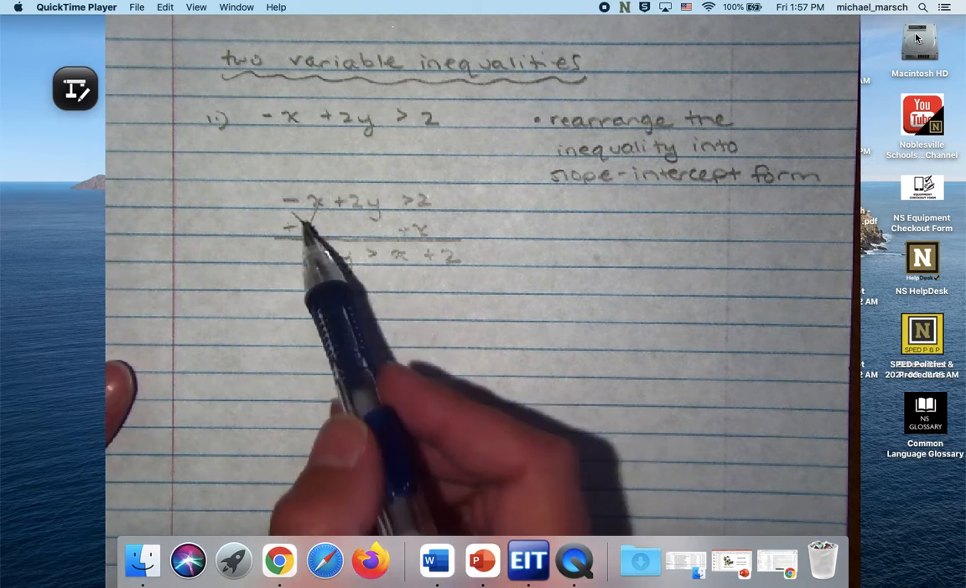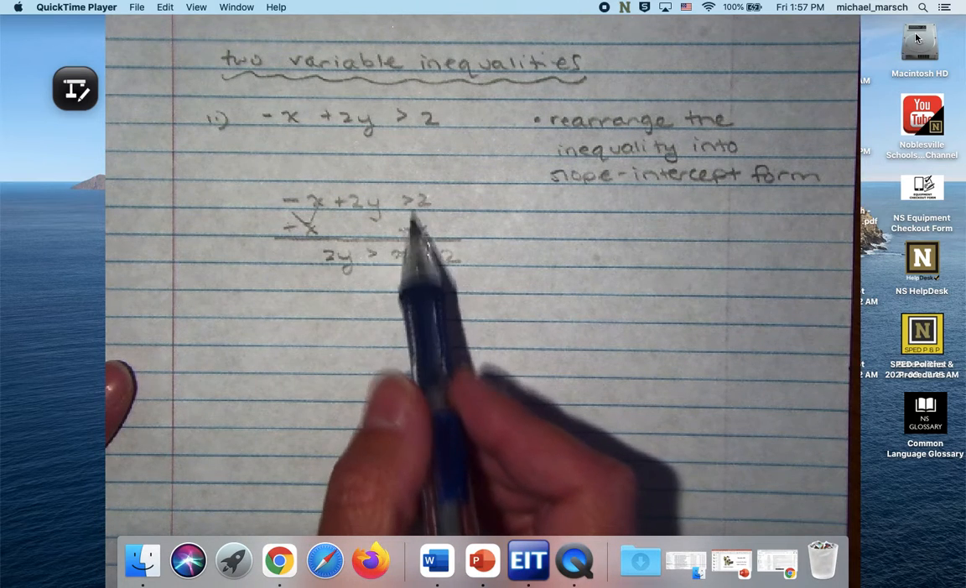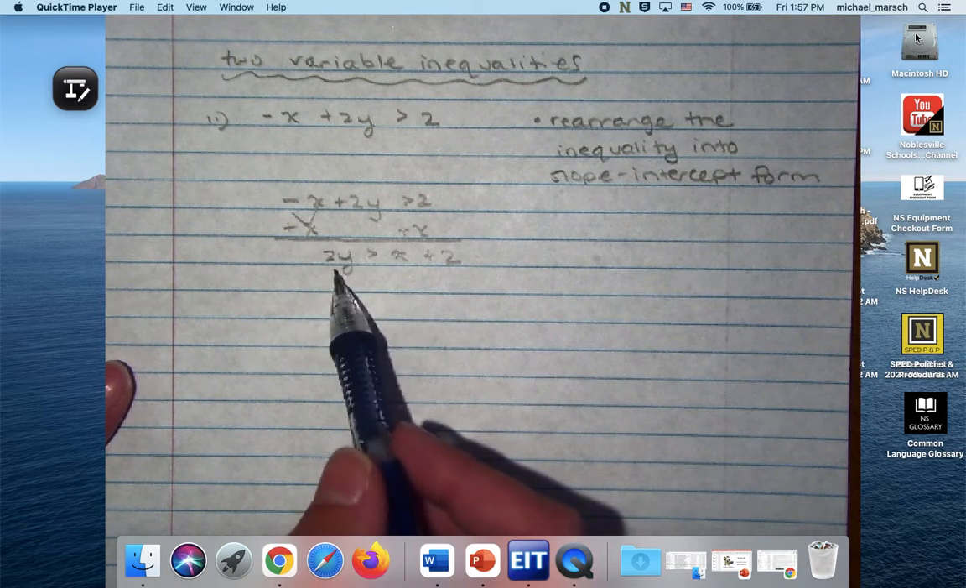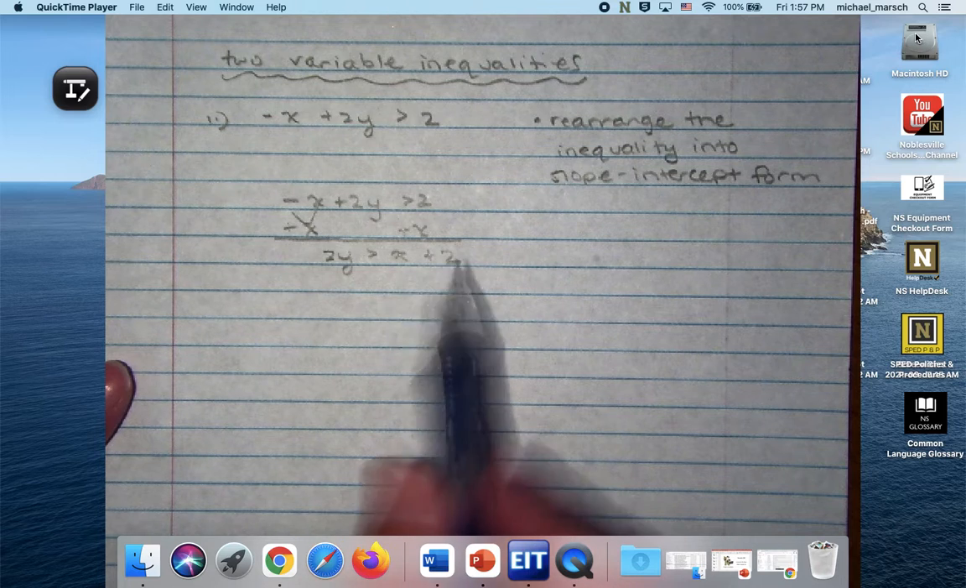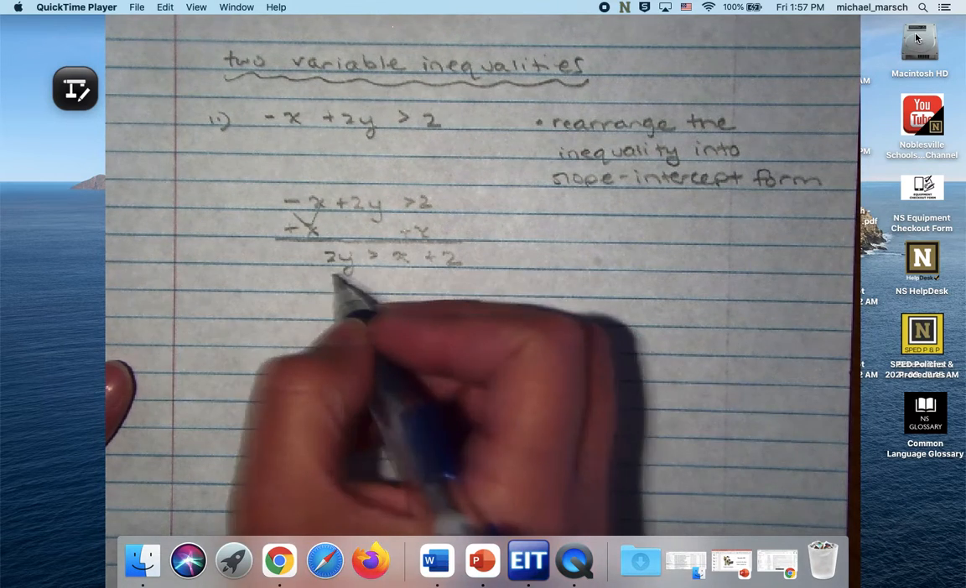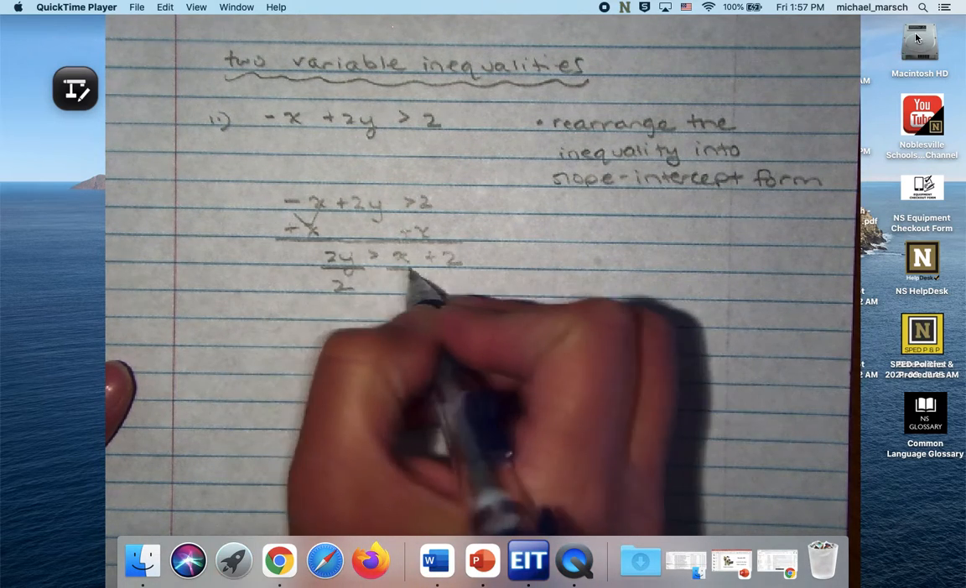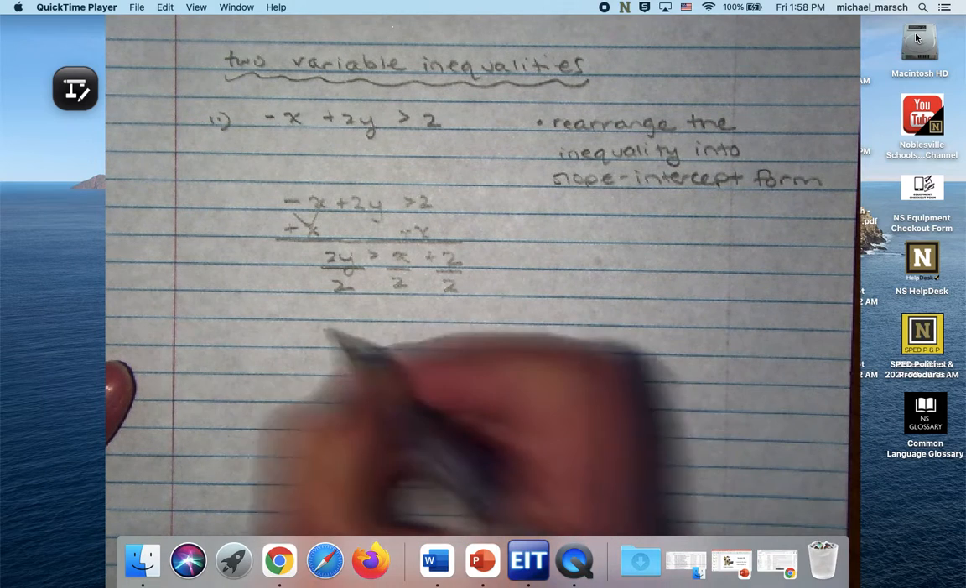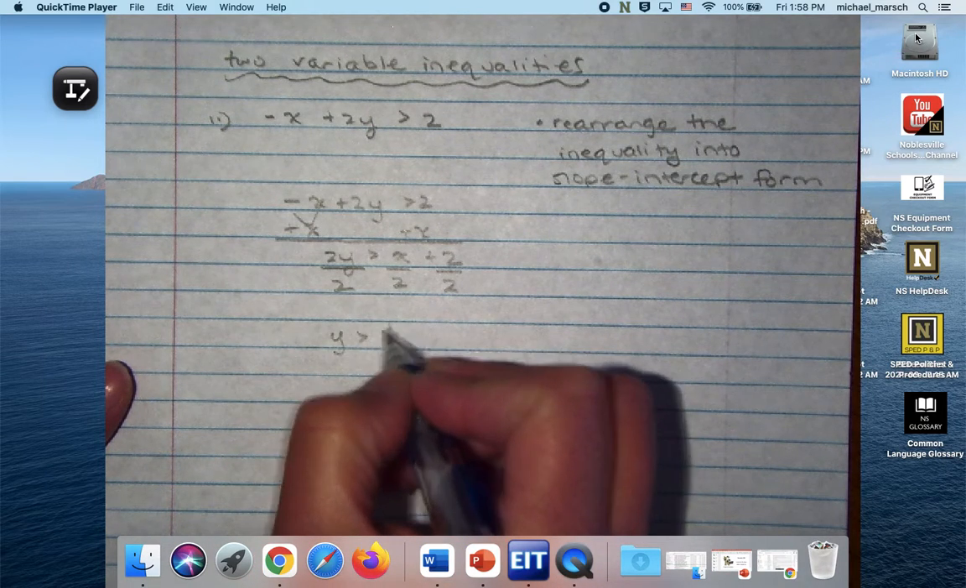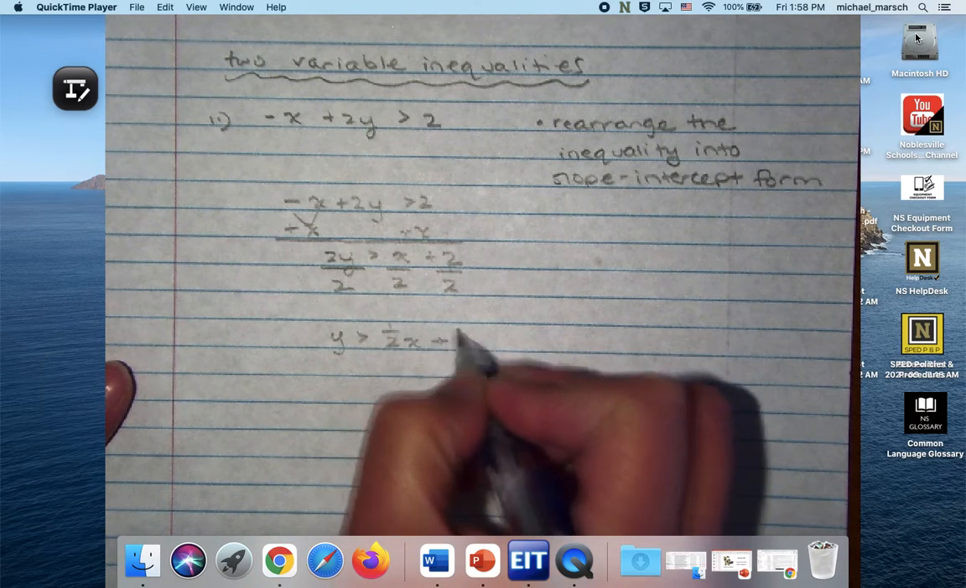So when I add the x to the other side, I sneak it up there in front of the 2. So now I have 2y is greater than x plus 2. I'm going to divide by 2. y is greater than 1/2 x plus 1.